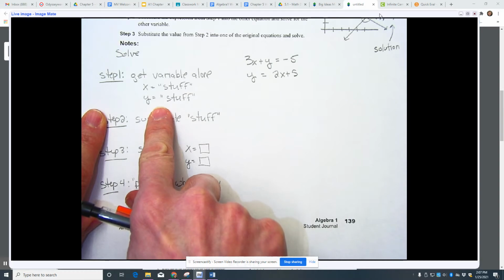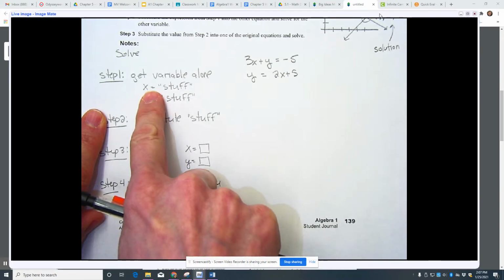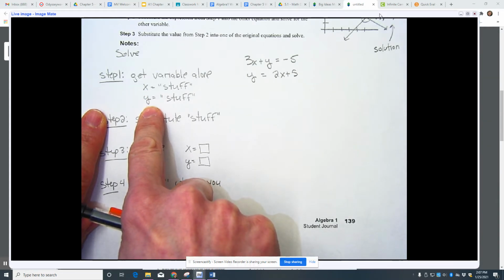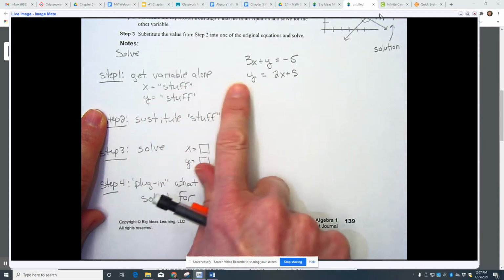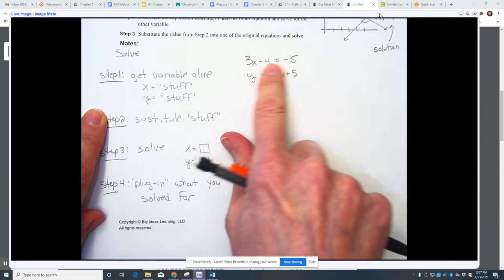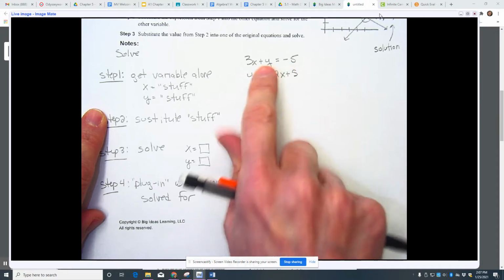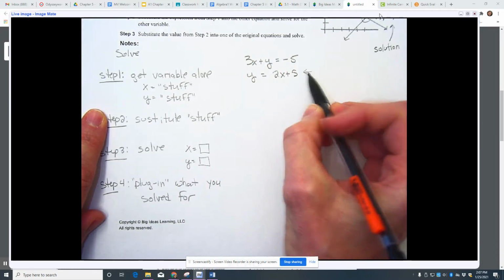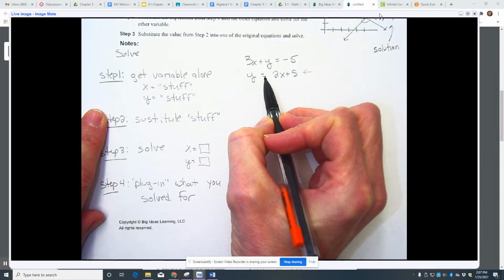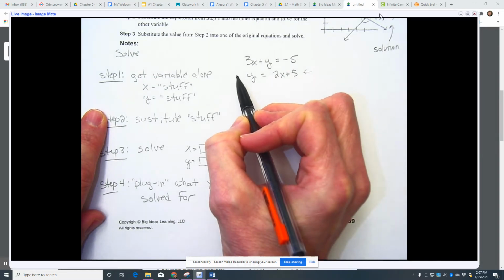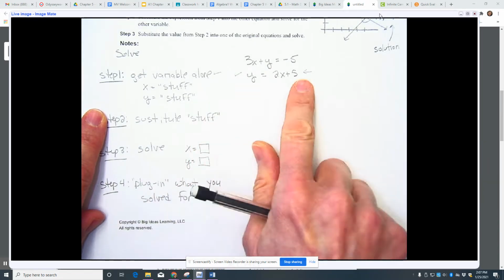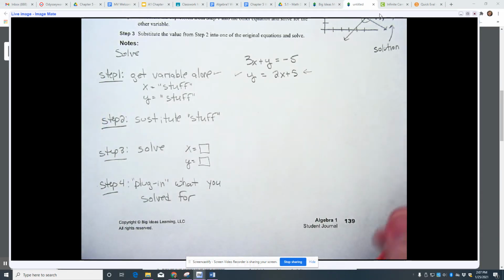So this is what you're looking at. You're looking at your two equations and you're checking to see if you have either x all by itself on one side of the equal sign or y all by itself on one side of the equal sign. Now, when I look over here, this one is not solved for a single variable. But if I look at this equation, here's y all by itself on one side of the equal sign. So then I'm happy. Winner, winner, chicken dinner. Step 1 is done. I already did step 1 because it was done for me.